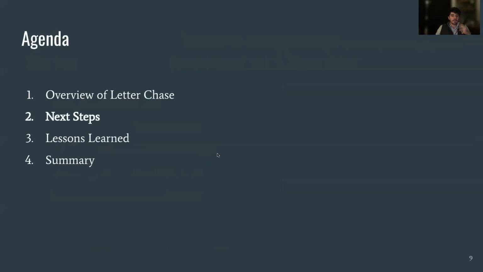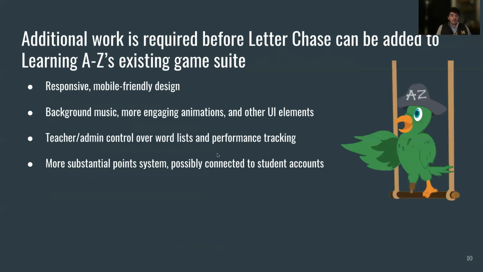So now that we have an idea of what Letter Chase ended up looking like, we can talk about the next steps that Learning A to Z needs to do in order to integrate this game. One of these steps includes making the game more mobile friendly. Unfortunately, we ran out of time at the end of the semester, so there's still a couple bugs with our mobile design, but it's in a good state that they can take care of.